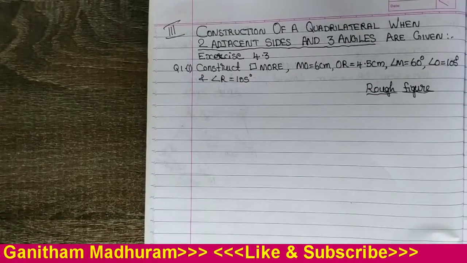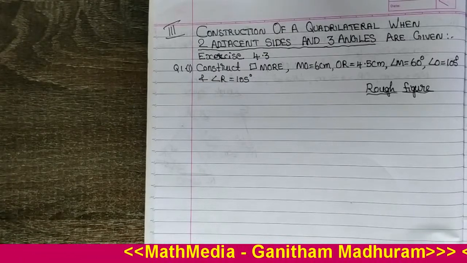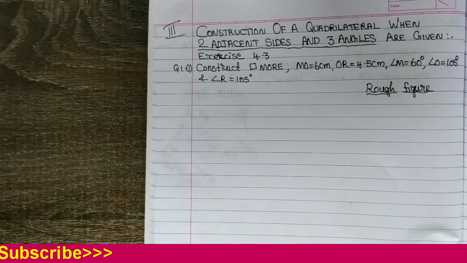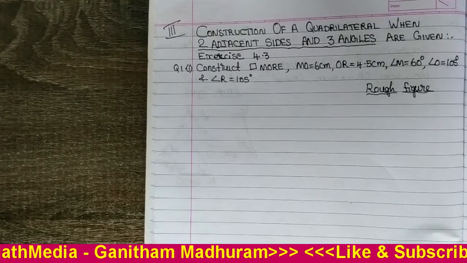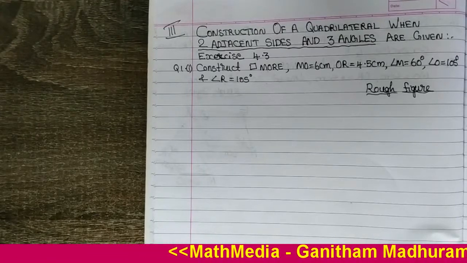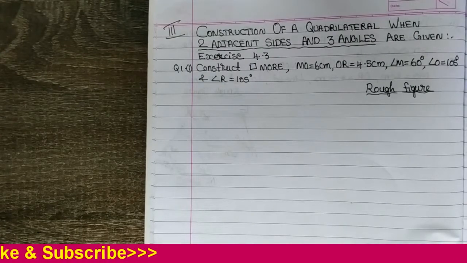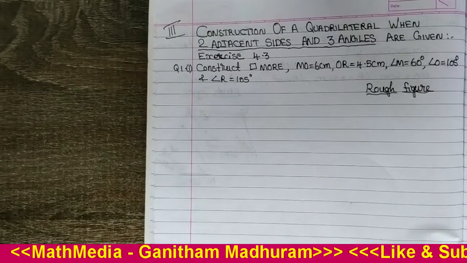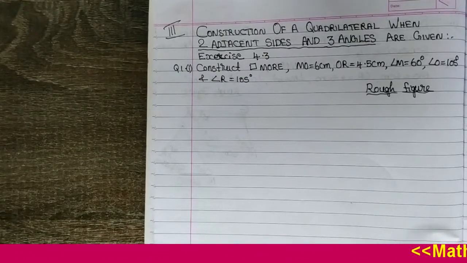Now we move to exercise 4.3, question number 1. Construct quadrilateral MORE, MO equal to 6 cm, OR equal to 4.5 cm, angle M equal to 60 degree, angle O equal to 105 degree and angle R equal to 105 degree.